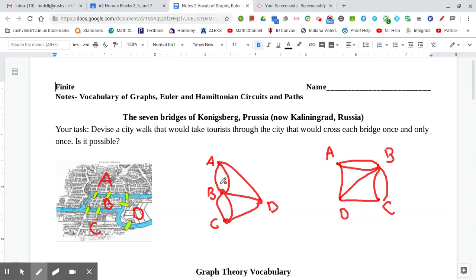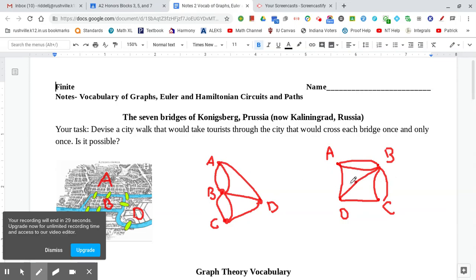How many going from A to B? 2, 2. How many going from C to D? Or B to C, there are 2 and 2 here, and then 1 from A to D, B to D, and C to D. Same here. So these 2 graphs, while they look a little bit different, are congruent graphs because they still have the same vertices, the same number of edges, and the same edges connecting the same vertices.